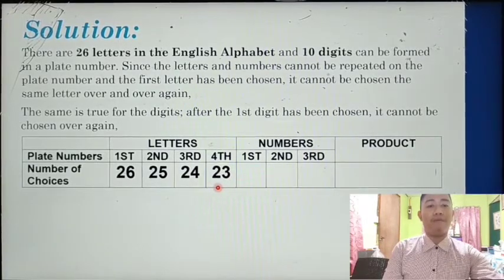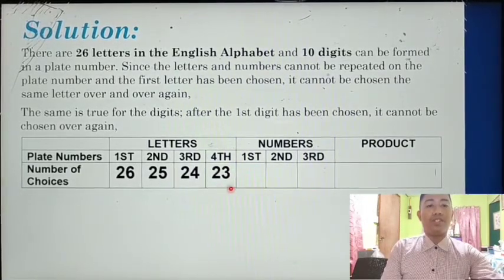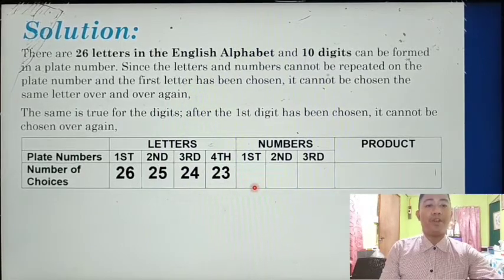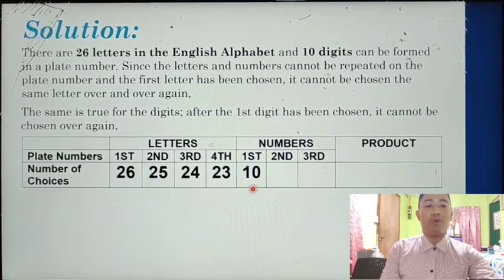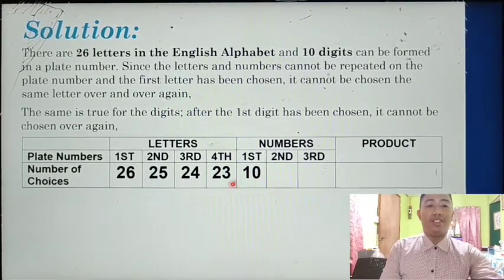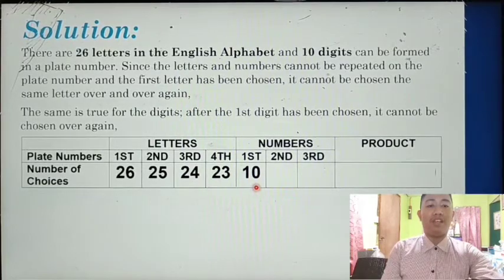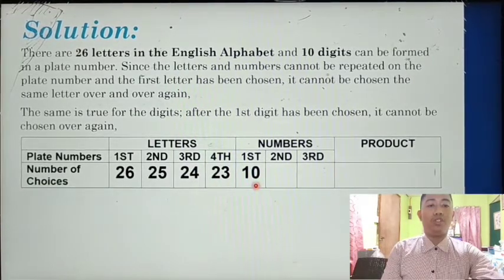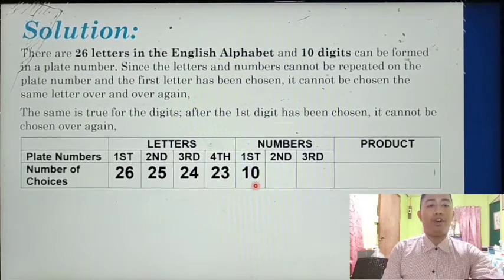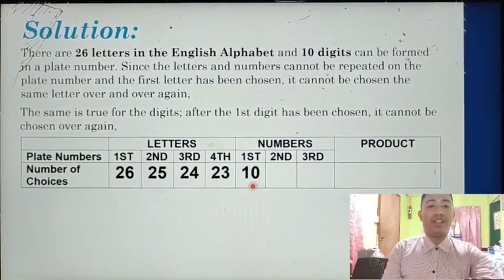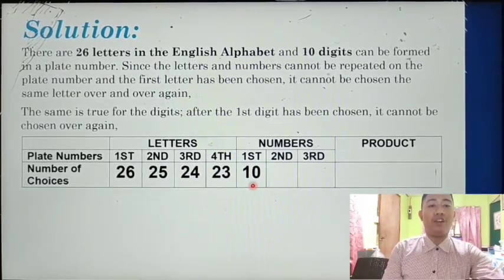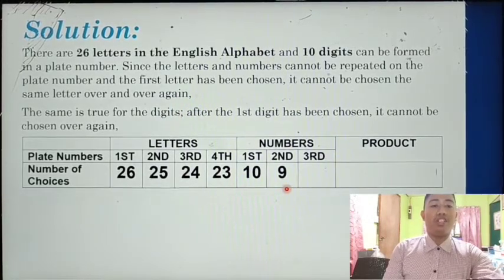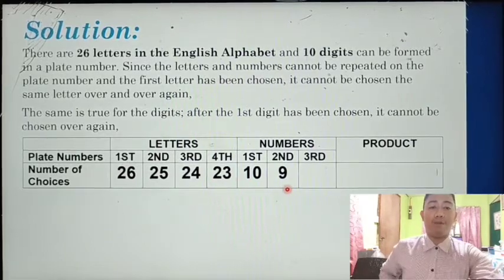So there is no problem. How about the numbers? For the first digit, there are 10 digits that can be chosen, from 0 to 9. Suppose we choose number 1 as the first digit. We have already chosen number 1, and then there are only 9 choices remaining, because we have already selected number 1.